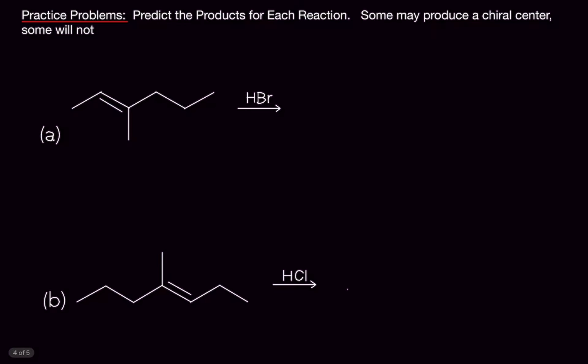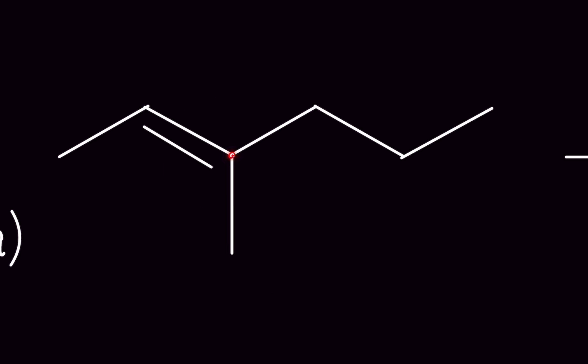Okay, let's do some practice problems. Predict the products of each reaction. Some may produce a chiral center, some will not. We have our alkene here. We have HBr. We do not have peroxide, so we're going to be doing a regular Markovnikov addition. This means the bromine will go on the more substituted carbon of the alkene. This carbon is more substituted than this one, so we're going to expect the bromine to be here.